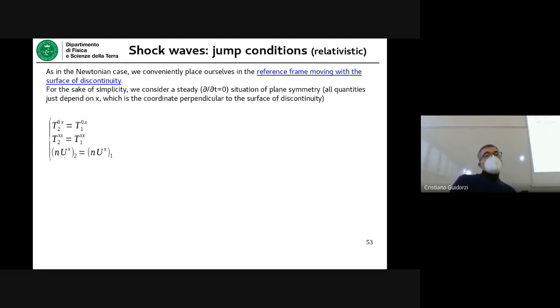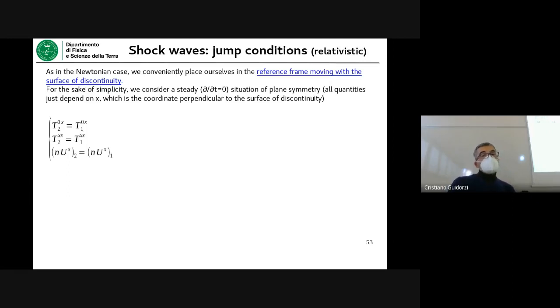But apart from that, now let's see what happens in the case of a discontinuity, so in the case of a shock. So now we review the very same kind of physics that we studied in the case of Newtonian shocks, now in the case of relativistic shocks.